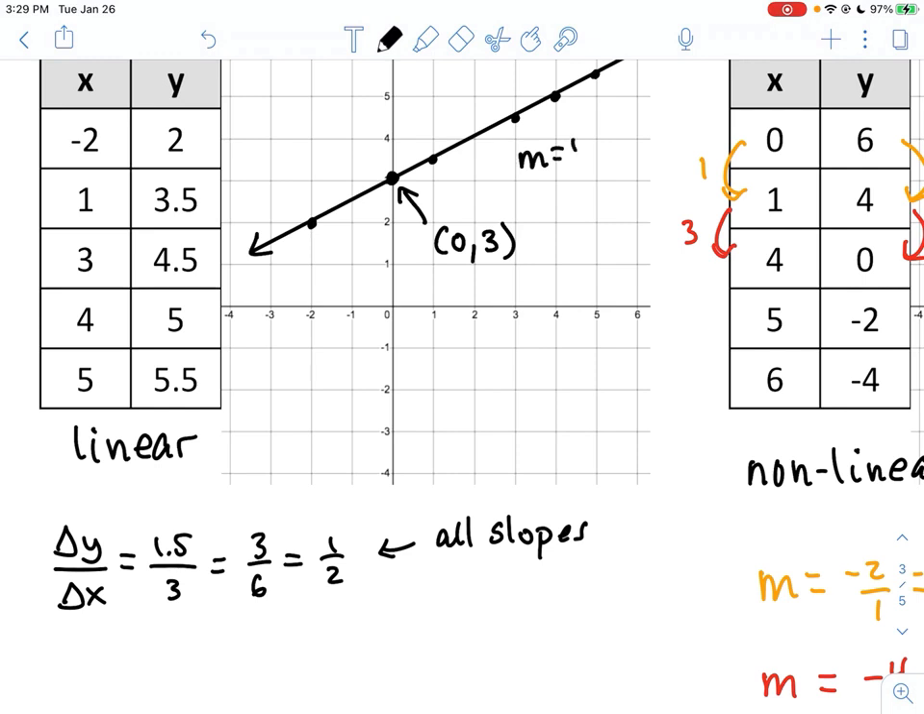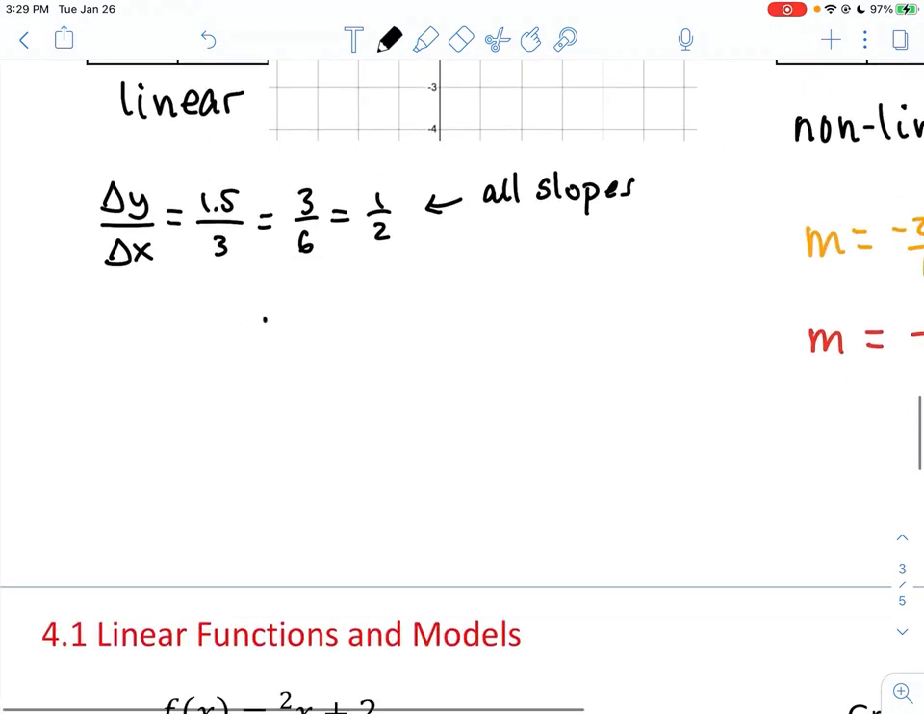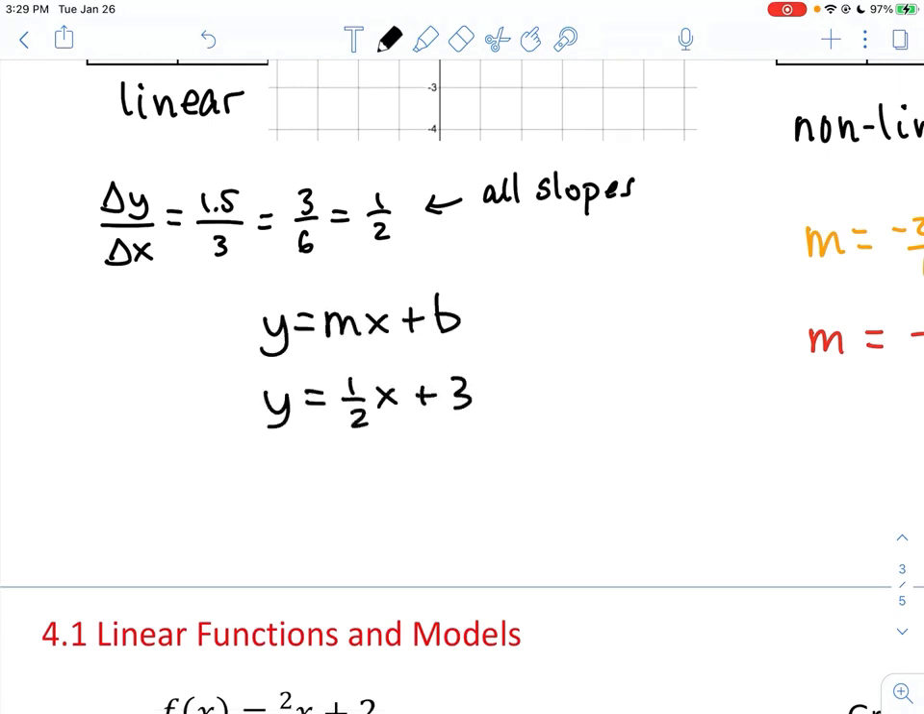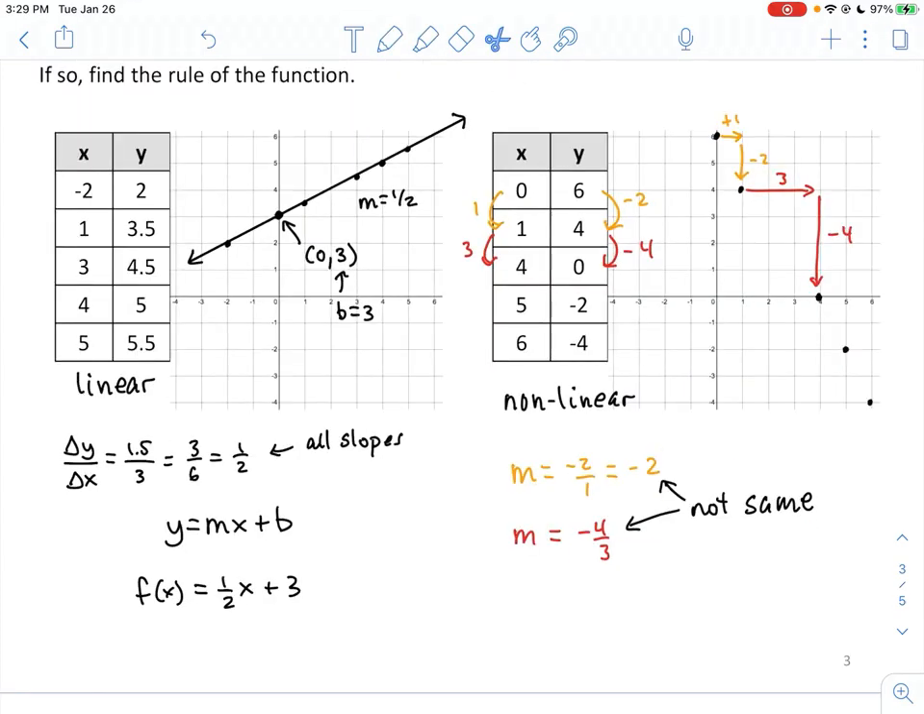And we know the slope of this line is 1/2. The b is going to be that 3, and the slope is 1/2, so you can go straight to y equals mx plus b form, because I know that the m is 1/2 and the b is 3. And of course, we'd want to use function notation here instead.